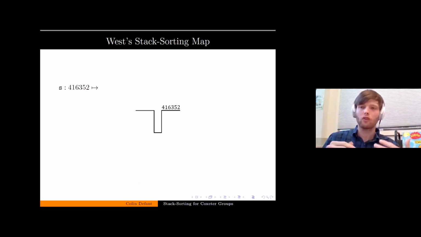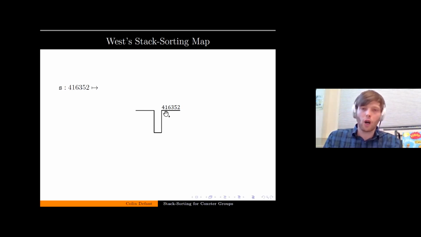I'm going to show you how it works with an example. I think the example will make the general case clear. So I'll show you how to find S of 416352. We're going to start by putting 416352 up on the right-hand side of this thing, which is called the stack. At any point in time, the leftmost entry up here wants to go into the stack. But the rule of the stack is you're not allowed to have something big sitting on top of something small. So you cannot have a number sitting on top of something smaller than it.